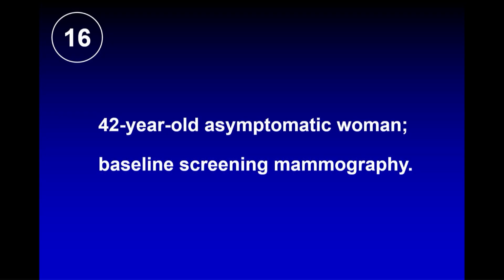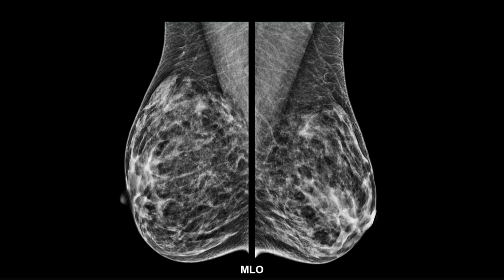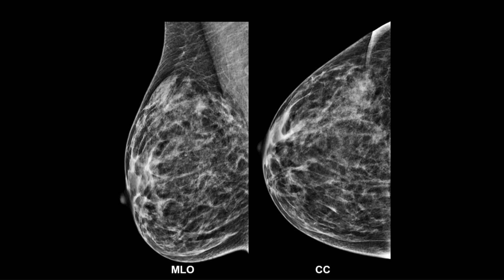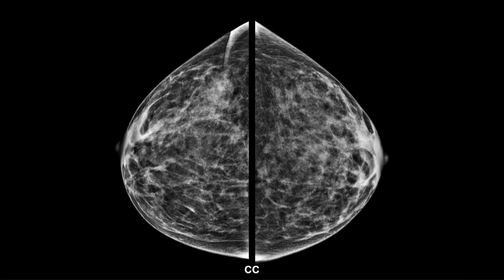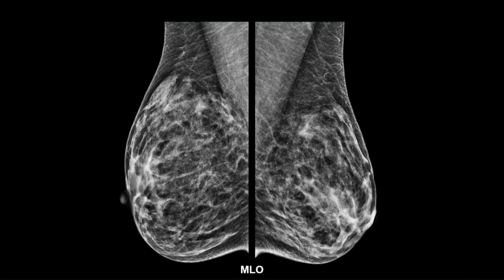Okay. Case 16. This is another difficult case. I'm going fast because they're calcifications and you couldn't possibly have seen them. But the first thing that you notice in this case is this big focal asymmetry. Whoops. This, right here.